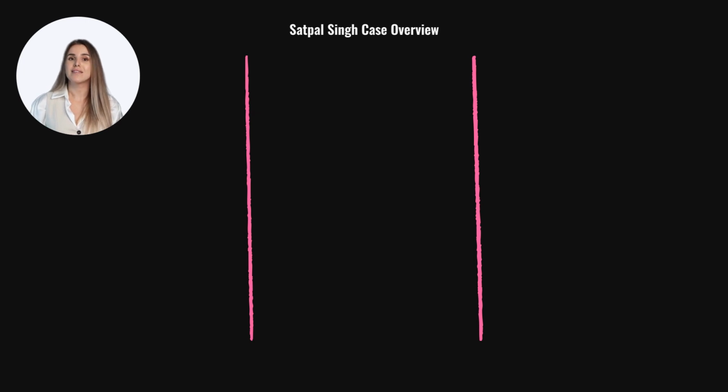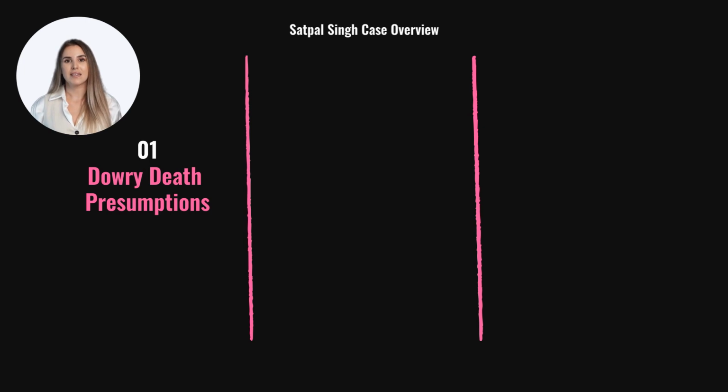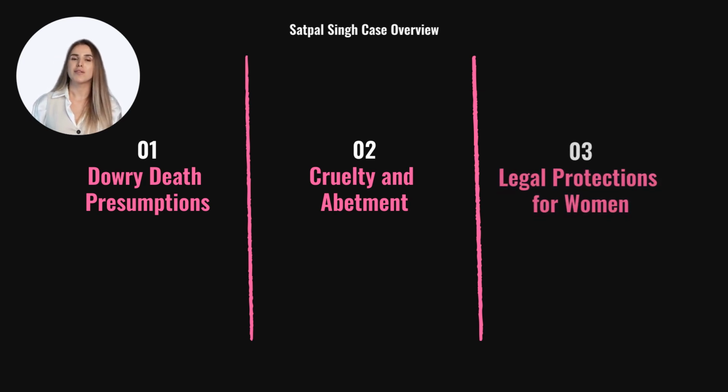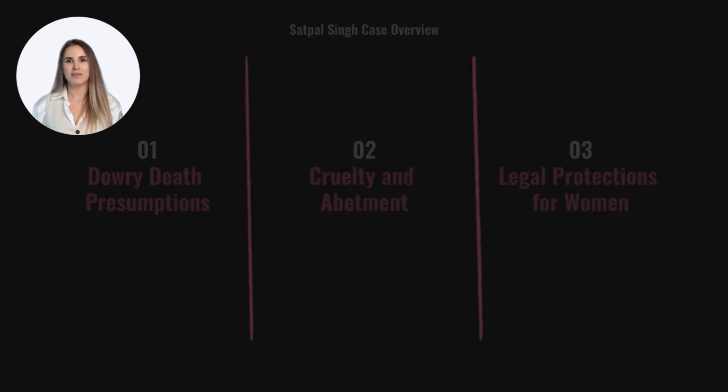Satpal Singh v. State of Haryana, 2010, examined dowry death presumptions. The court ruled that if cruelty is proven, abetment can be presumed under Sections 113A and 113B. This case significantly bolstered legal protections for women, ensuring that statutory presumptions are effectively applied in dowry-related cases, thereby enhancing accountability for perpetrators.